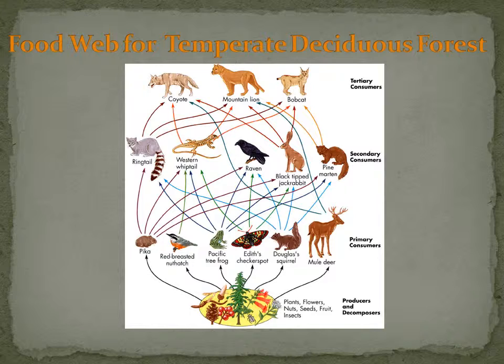Heat and respiration can often reduce the energy that these consumers have, and this is reduced as we move through the food web. As we see at the top of the food web, the tertiary consumers in temperate deciduous forests can include coyotes, mountain lions and bobcats. Although extinct now in Sherwood Forest, these animals would have inhabited it many years ago, but due to human interference, they are now extinct. The secondary consumers, as shown in the middle of the page, include the raven, the black-tipped jackrabbit and the pine marten. These feed off the primary consumers.